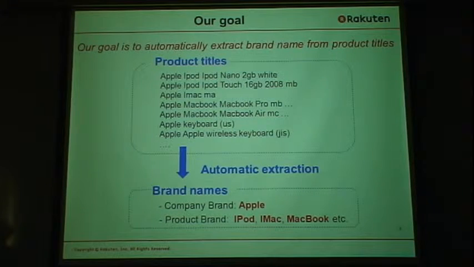So let me clarify our goals again. We have tens of millions of product titles, and we aim to extract the brand name from the title using an automatic approach. For the example of the title of an Apple product, we want to extract names like Apple, iPod, iMac, MacBook as the output for the brand name.